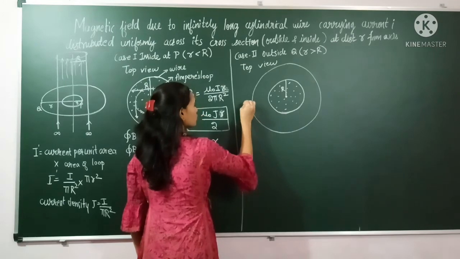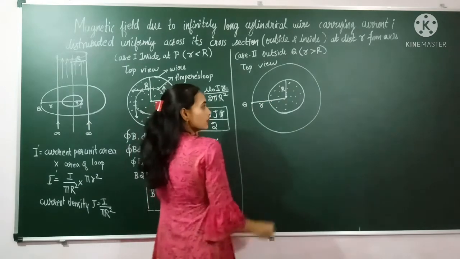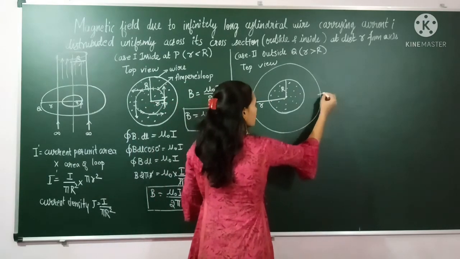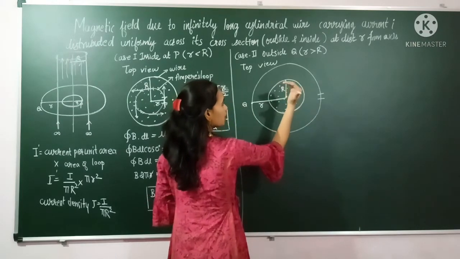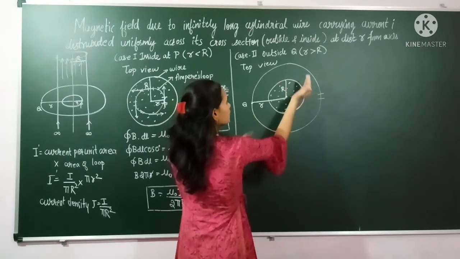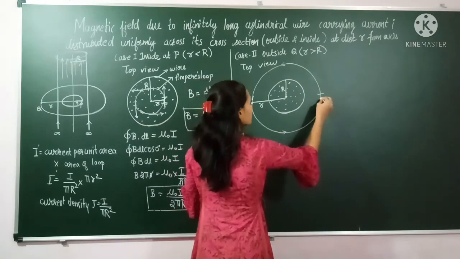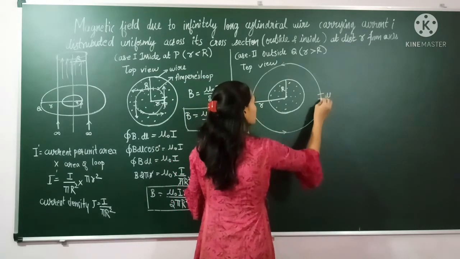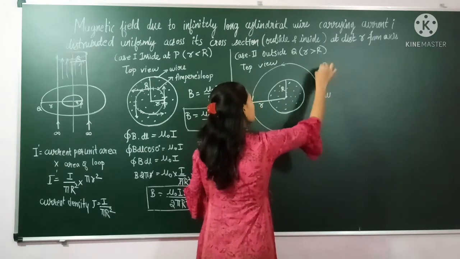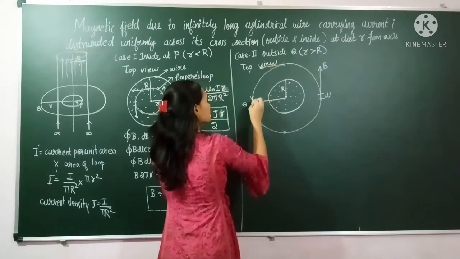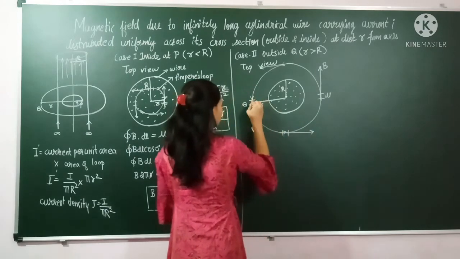This is our point Q and this distance is small r. Next on this Ampere's loop, if you take the small current element, see here this current direction will be pointing outward, so it is the thumb. Curl the fingers. So this is the direction of the magnetic field. If you take the current element here, then this will be the direction of the current element, and if you draw the tangent, then this will be the direction of the magnetic field. So in this way we will take the direction of the magnetic field.